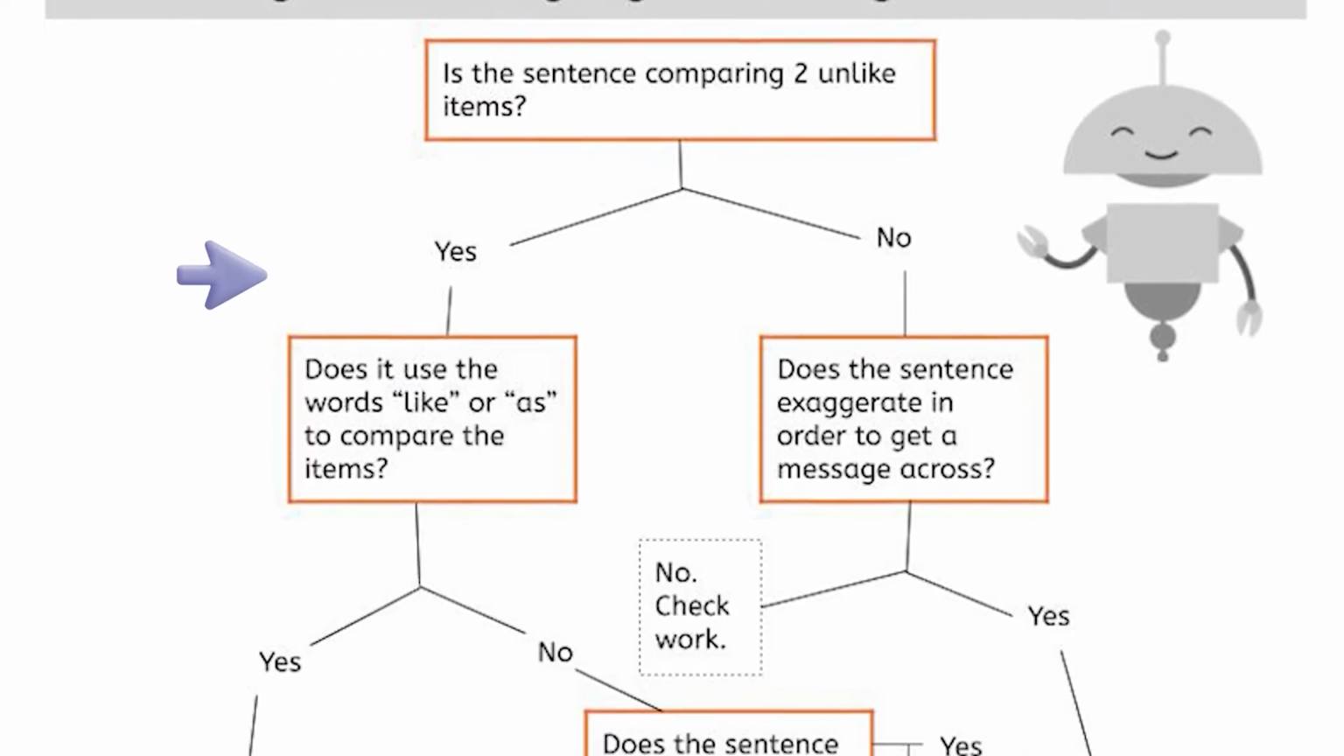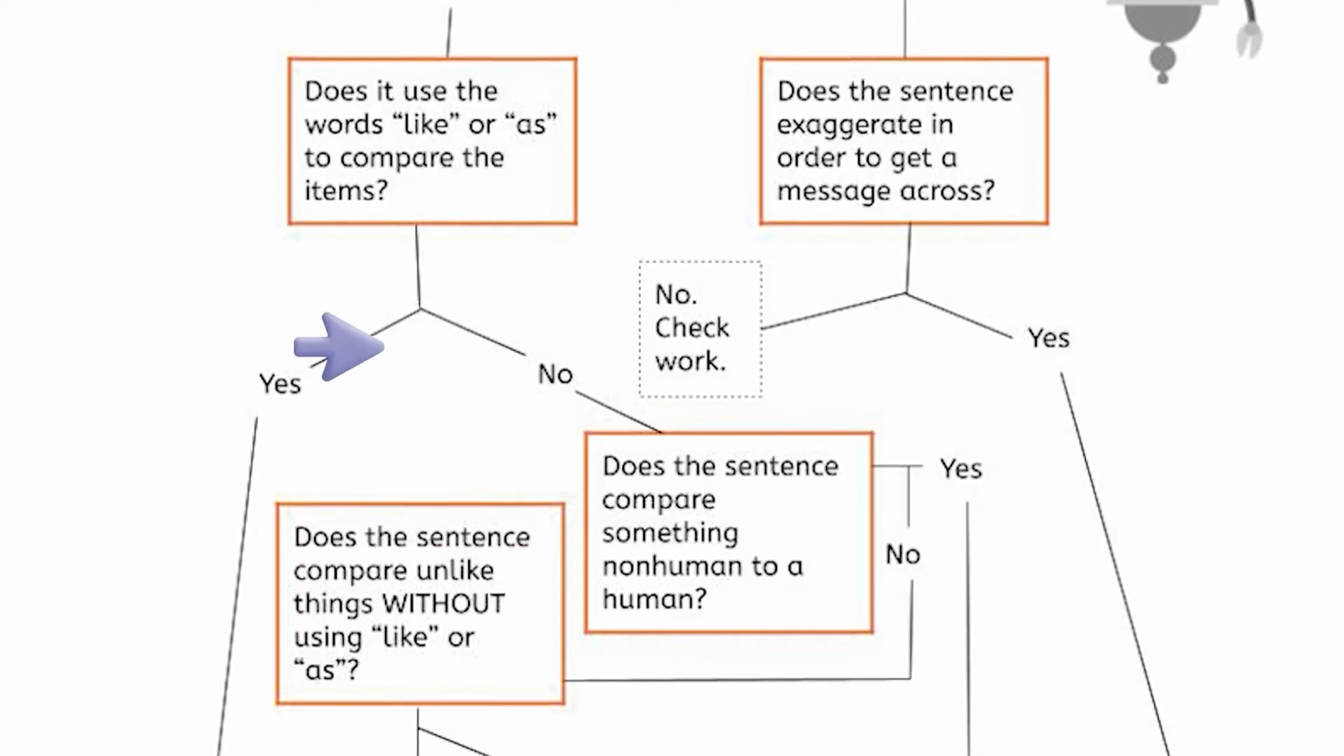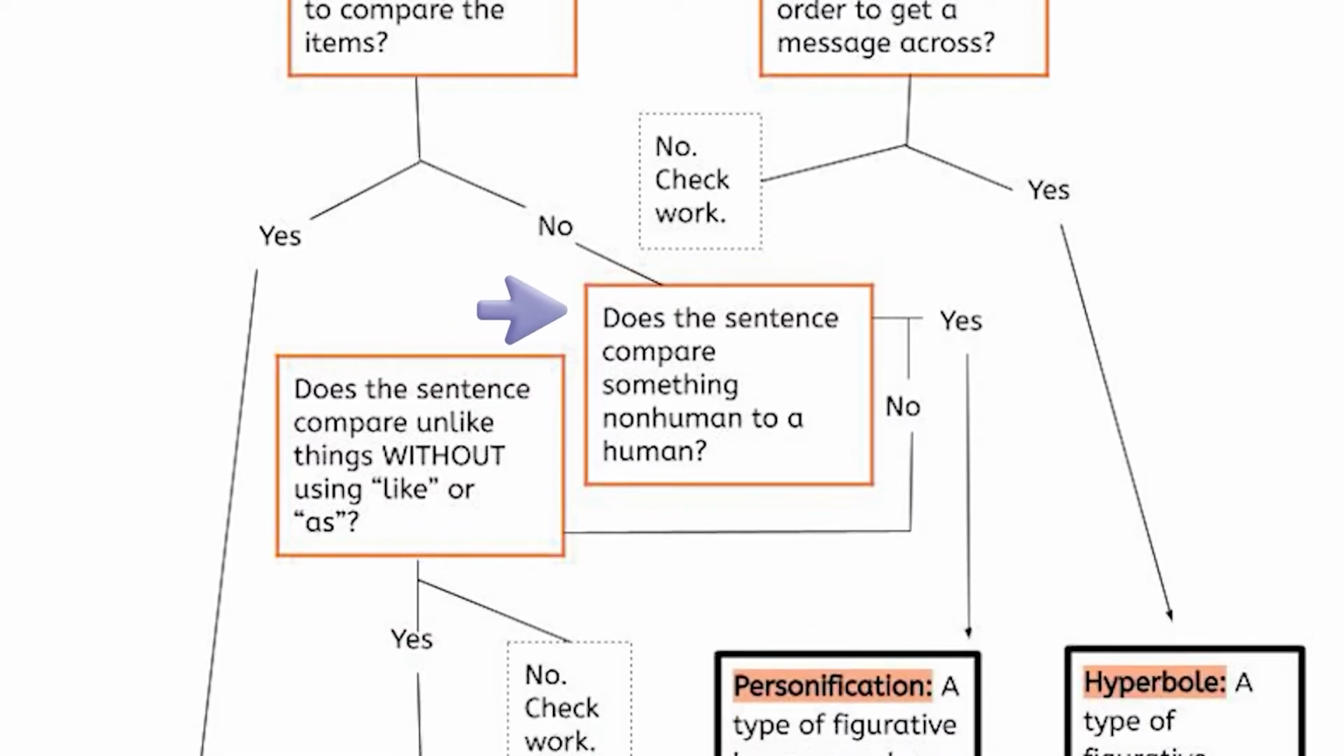So if we follow this line here, it says, does it use the words like or as to compare the items? No, it doesn't. So I would follow this line here. Does the sentence compare something non-human to a human? Yes, definitely.